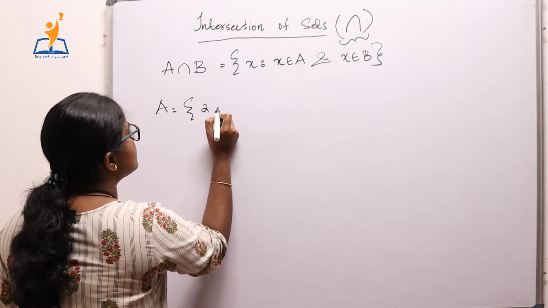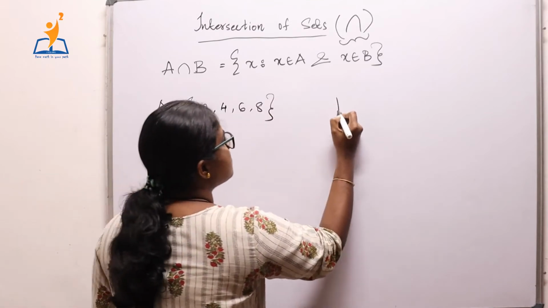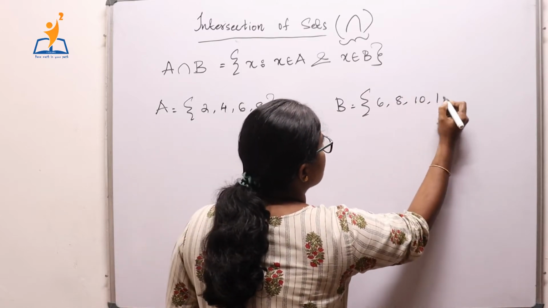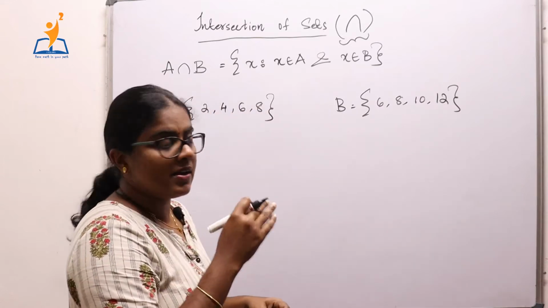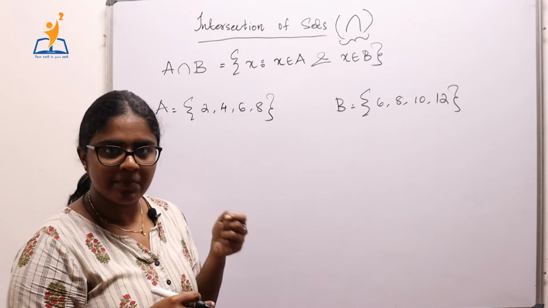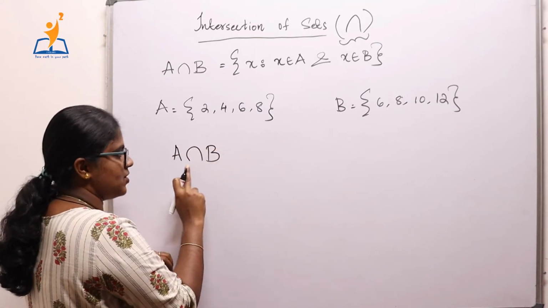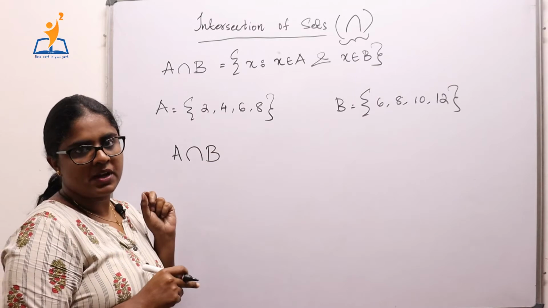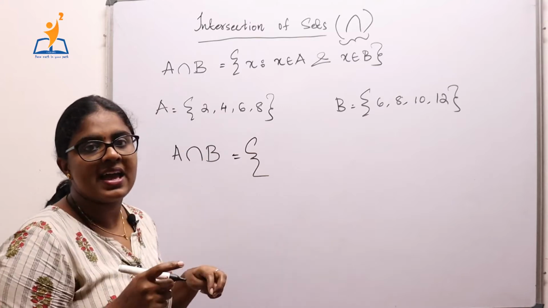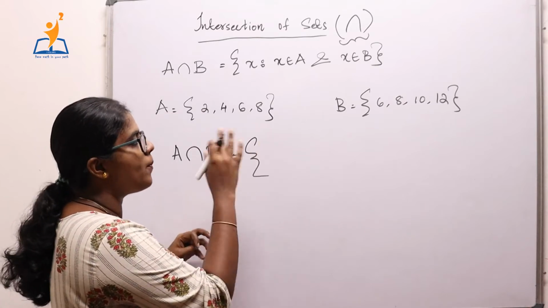Let A be 2, 4, 6, 8 and B be 6, 8, 10, 12. Some time before, when we studied union, we took the union of A and B. Now we are going to take the intersection of A and B, that is A intersection B. Intersection is denoted using this particular symbol. What is A intersection B? It is the set of all elements such that those elements belong to A and B. What are the elements common to A and B?